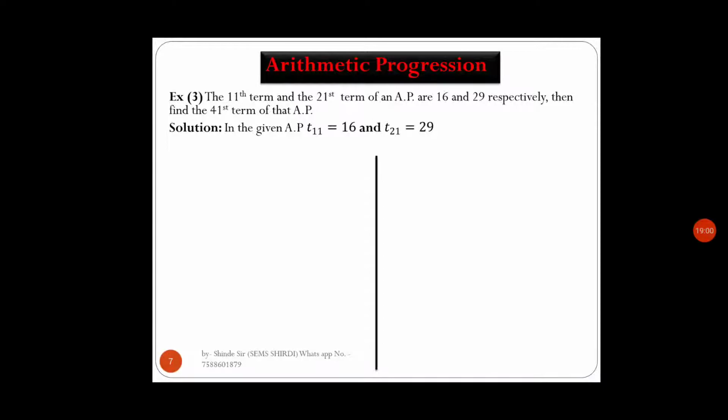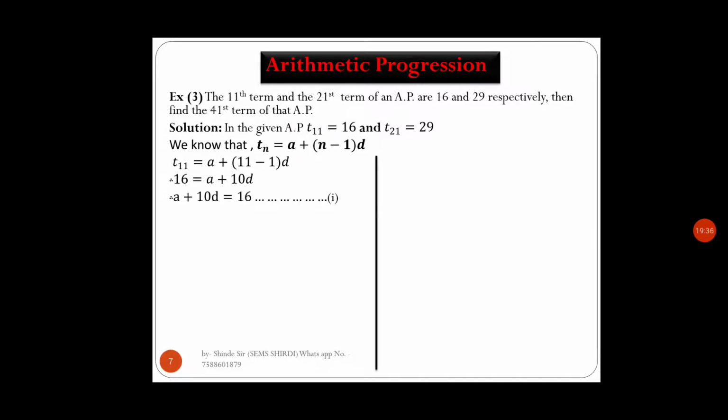Solution: in the given AP, T11 is equal to 16 and T21 is equal to 29. We know that Tn is equal to a plus (n minus 1) into d. Now here T11 is equal to a plus (11 minus 1) into d. We don't know a and d, but we know that T11 is equal to 16. So 16 is equal to a plus 10d, since 11 minus 1 is 10. Therefore a plus 10d is equal to 16. Call this equation number 1. This equation is a linear equation in 2 variables.